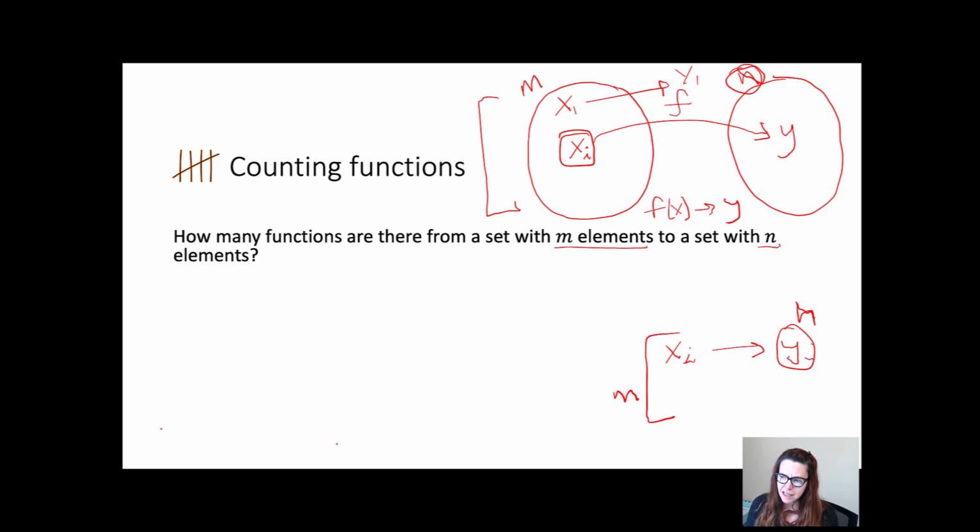So what does the product rule say? Is it the same as M times N?